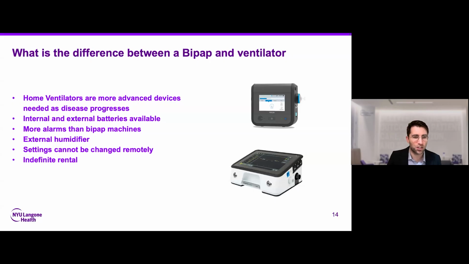They also have some additional modes and more alarms than a BiPAP machine. Their humidifiers, instead of being integrated into the machine, are generally external. One drawback of the home ventilator is that those settings, because it is a life support device, cannot be changed remotely by us. It has to be changed by the provider, in person. So that often means that the settings can't be changed unless the patient brings the device in for a visit. And finally, these devices are indefinite rentals.